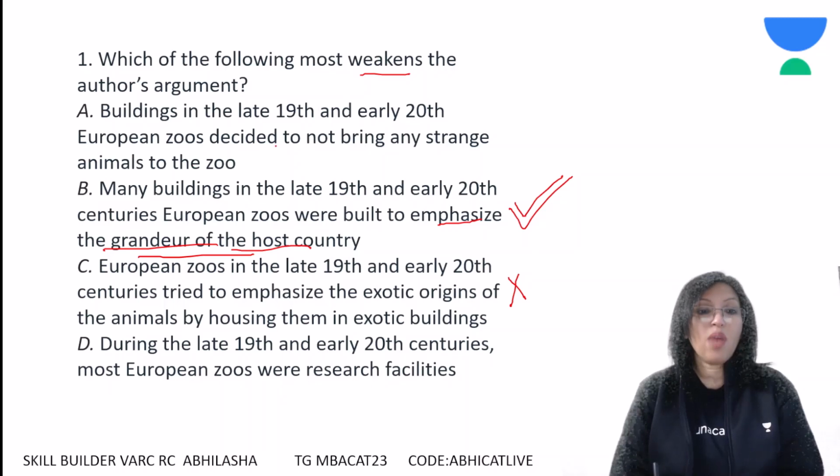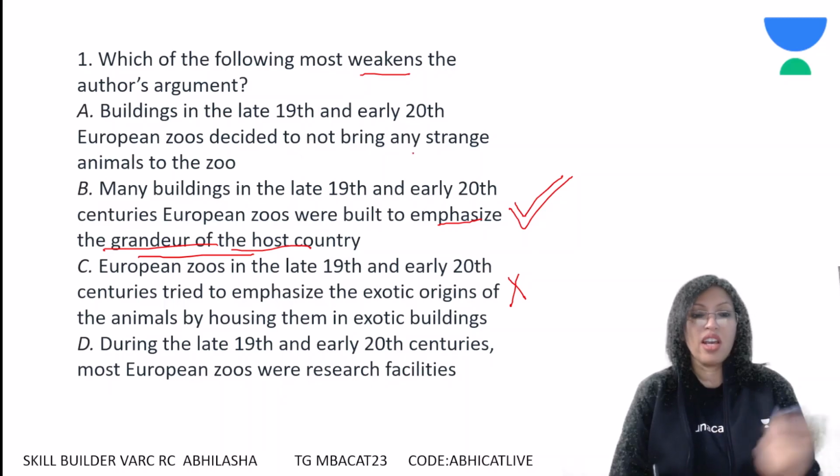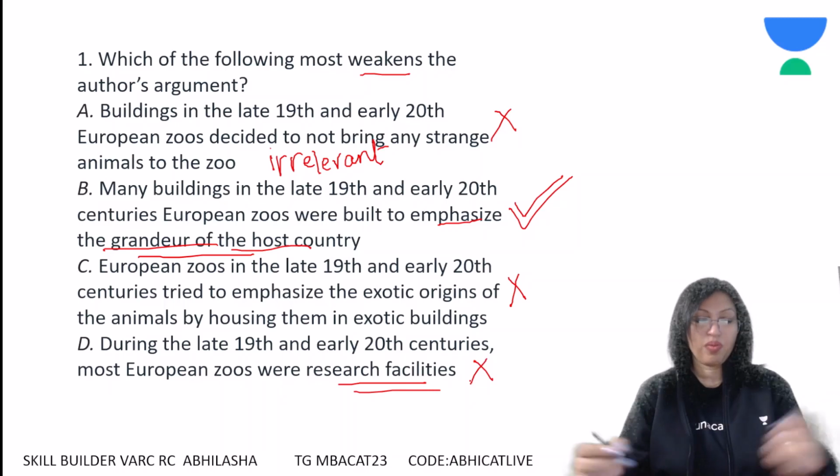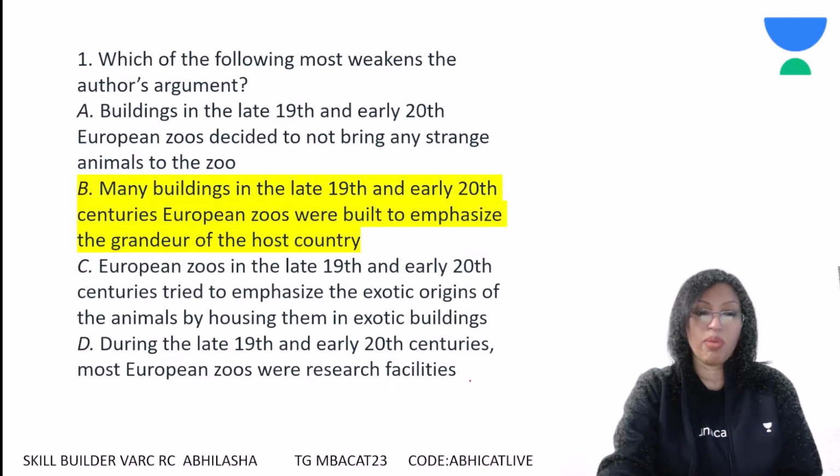Okay. If you look at option 1, of course, we know it is absolutely irrelevant because the passage has very clearly talked about the idea that we've brought strange animals. So clearly A cannot be part of our game. And also that most European zoos were research facilities also doesn't really work for us. So eliminate. So best answer here would be B.